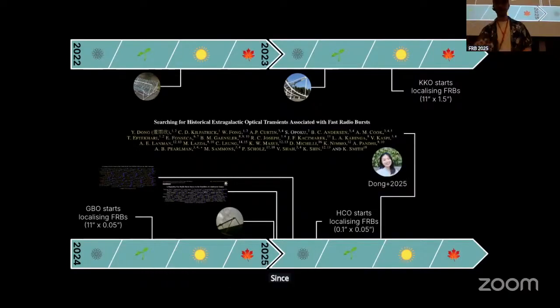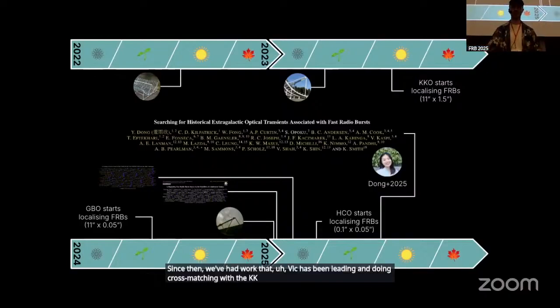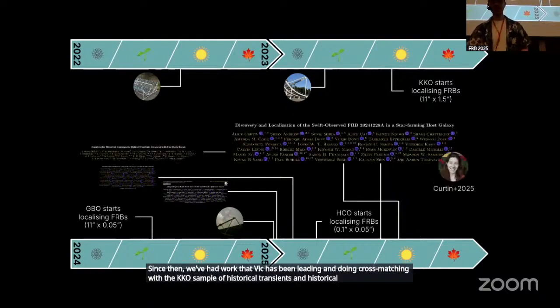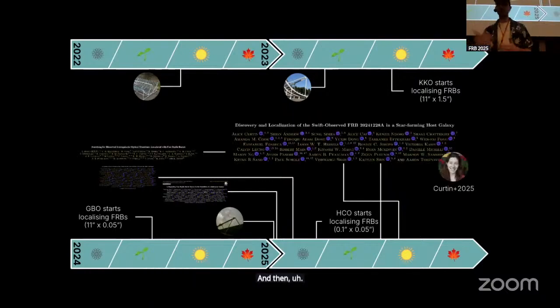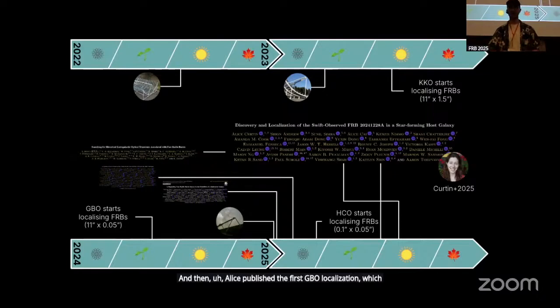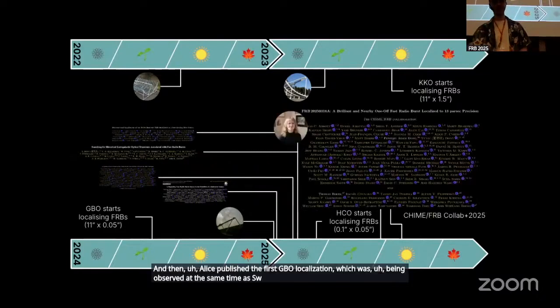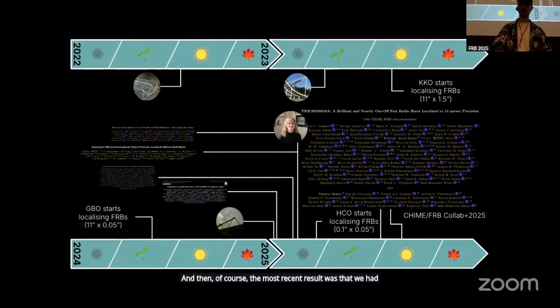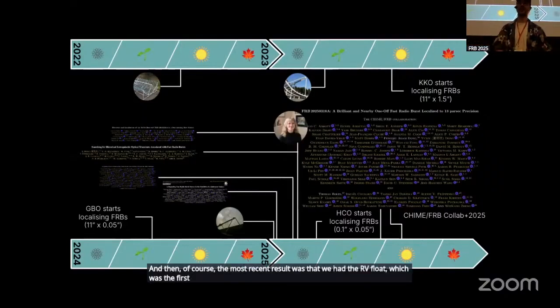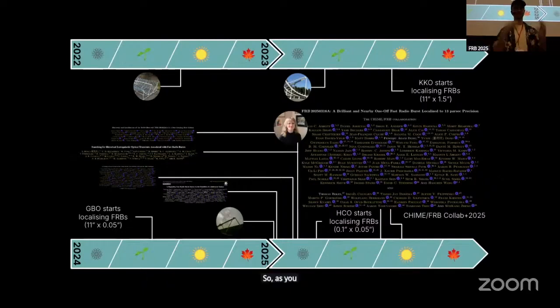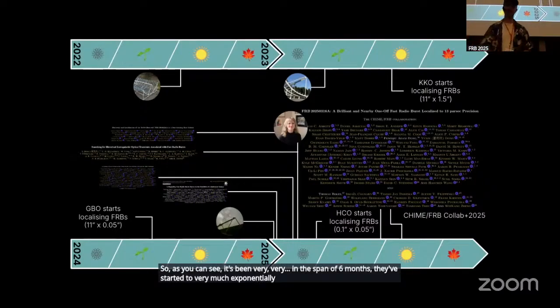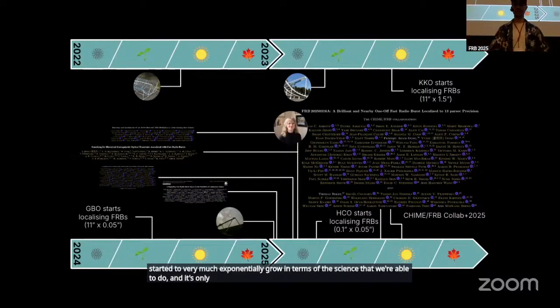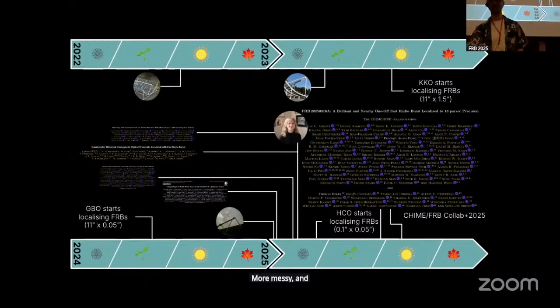Since then, we've had work that Vic has been leading, doing a cross-match with a KKO sample of historical transients and historical supernovae. Then Alice published the first GBO localization, which was observed at the same time as Swift. And then, of course, the most recent result was the RB float, which was the first full array localization. So as you can see, in the span of 6 months, the science we're able to do has started to grow exponentially, and it's only going to get more messy, or I guess more enjoyable, in the future.